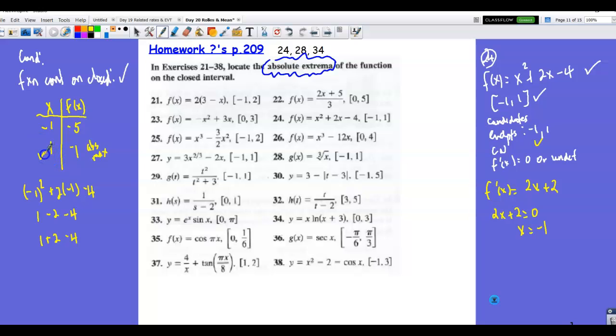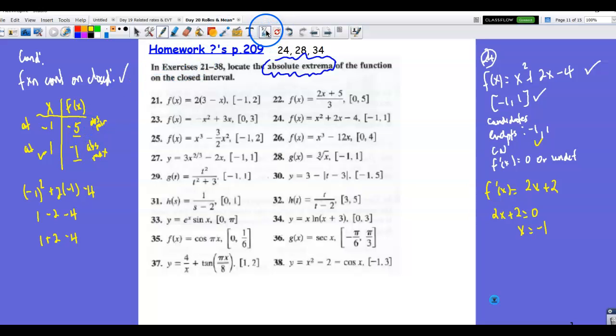Make sure you get your vocabulary correct. So when you write up a sentence, the absolute max occurs at x equal to 1 and is -1. The absolute max is the y value. The absolute minimum occurs at x equal to -1 and is -5, the absolute minimum value.